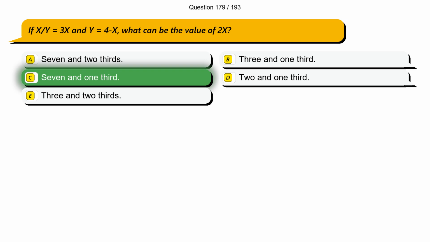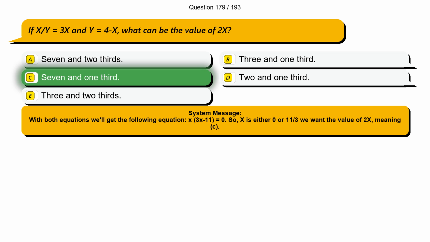The correct answer is Option C, 7 and 1/3. With both equations we'll get the following equation: x, 3x 11, equals 0. So, x is either 0 or 11/3. We want the value of 2x, meaning C.